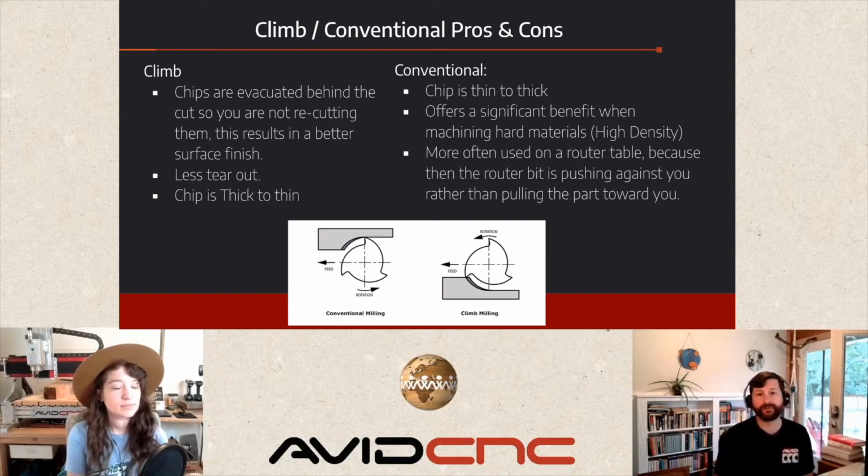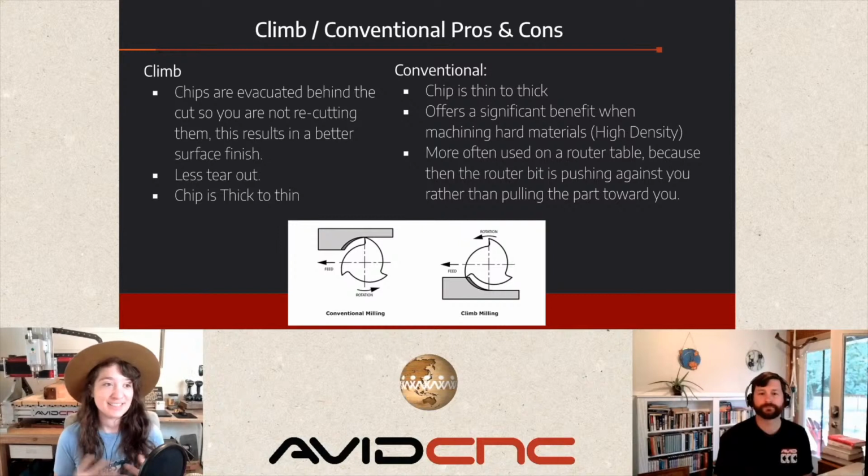When we do a full profile pass, we're doing both climb and conventional simultaneously because we have 100% tool engagement in the material. Right. So climb and conventional is definitely really relevant in specific types of toolpaths. Not as much in a profile cut because you're engaging both sides of the tool, but when you're doing a pocket, for example, this is definitely going to be really important to consider.